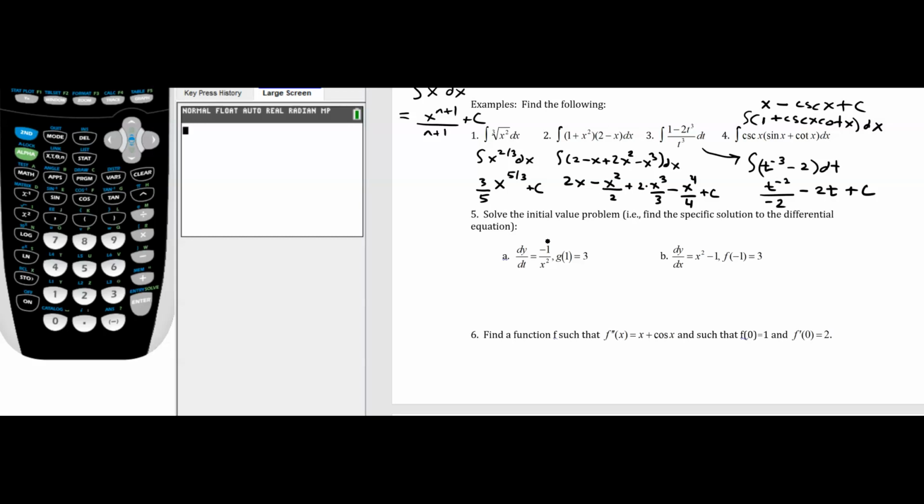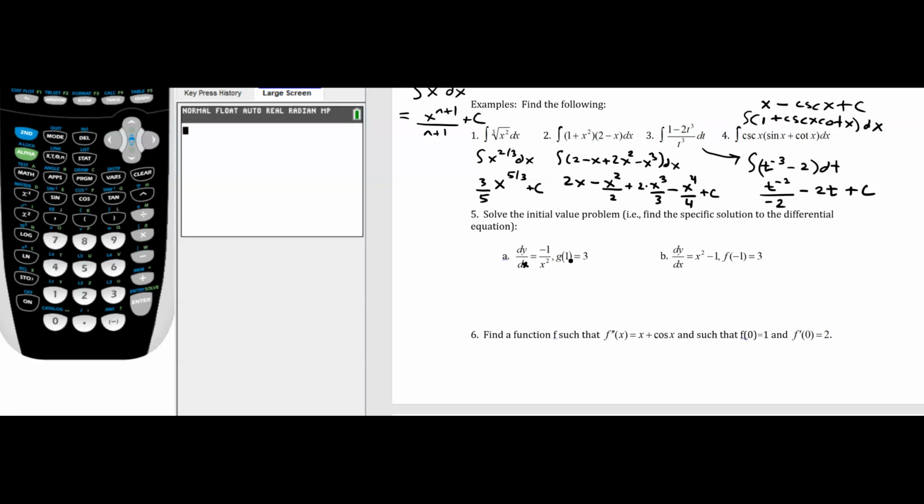And I realize that I've got a little typo here. This should be dy over dx equals negative 1 over x squared. So what I'm saying is my derivative is negative 1 over x squared. Let's find the solution to this differential equation. In other words, what function, in the form y equals, will have its derivative as this right here, and it's subject to this condition.